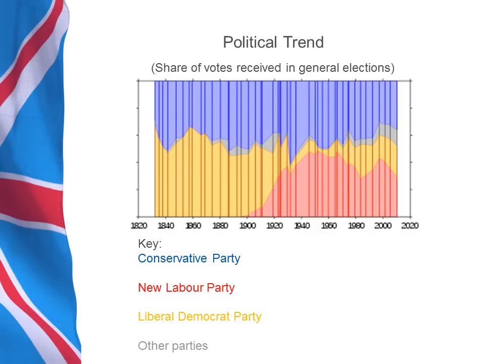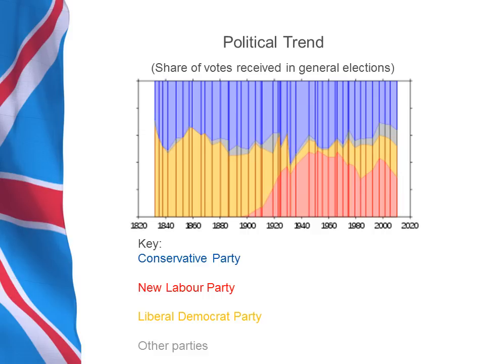Before I talk about the individual parties and their beliefs and ideologies, I wanted to give you an overall feel of the historical trend of the political parties in Britain. The graph is a representation of the share of votes received in general elections from 1832 up until the current time. The blue represents the Conservative Party, red represents the New Labour Party, yellow represents the Liberal Democrat Party, and the little patches of gray represent the other parties.